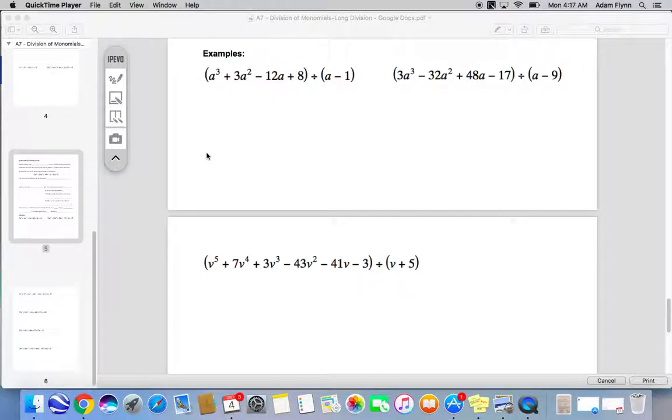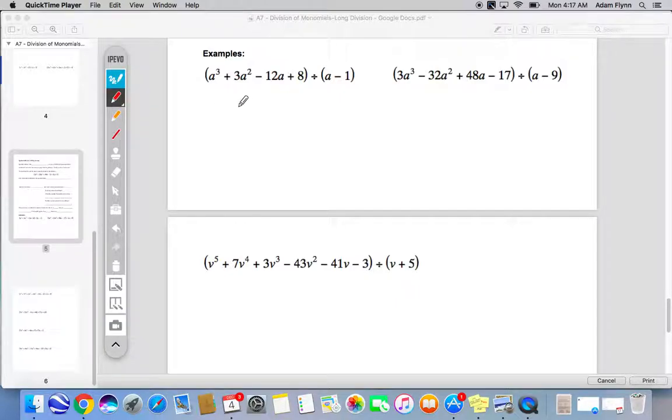This is the example video for synthetic division of polynomials. Okay, so what I'm going to do, I'll set my divisor here equal to 0. So a minus 1 equals 0. So I know my a will be positive 1. So in my box, I'll put a positive 1. And then I'll write the rest of my dividend here without my variables, writing just the coefficients.